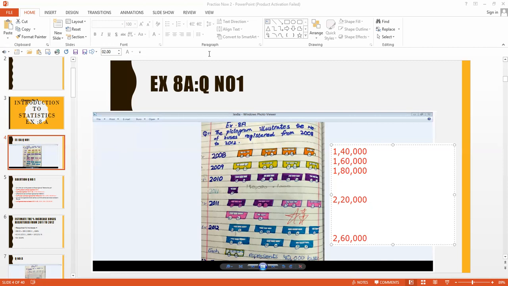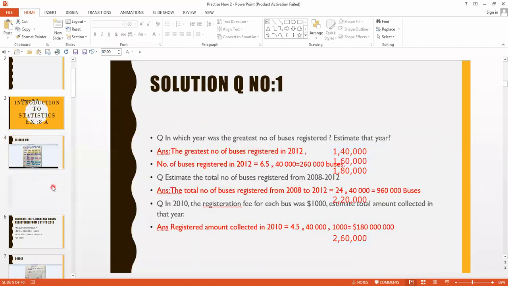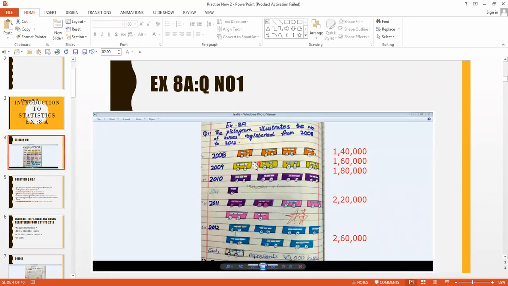Now we have to come to the different parts of this question. In the first part, they are saying, in which year was the greatest number of buses registered? Look here. We have written all the buses. In which year were the greatest number of buses registered? Look here. In 2008, how many buses are registered? 140,000 in international, and in Pakistani, 1,40,000.